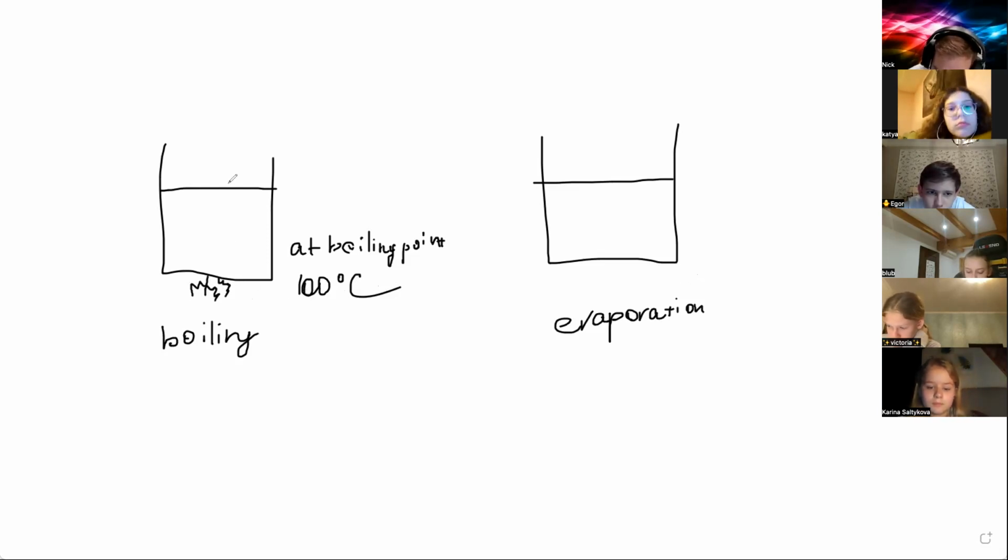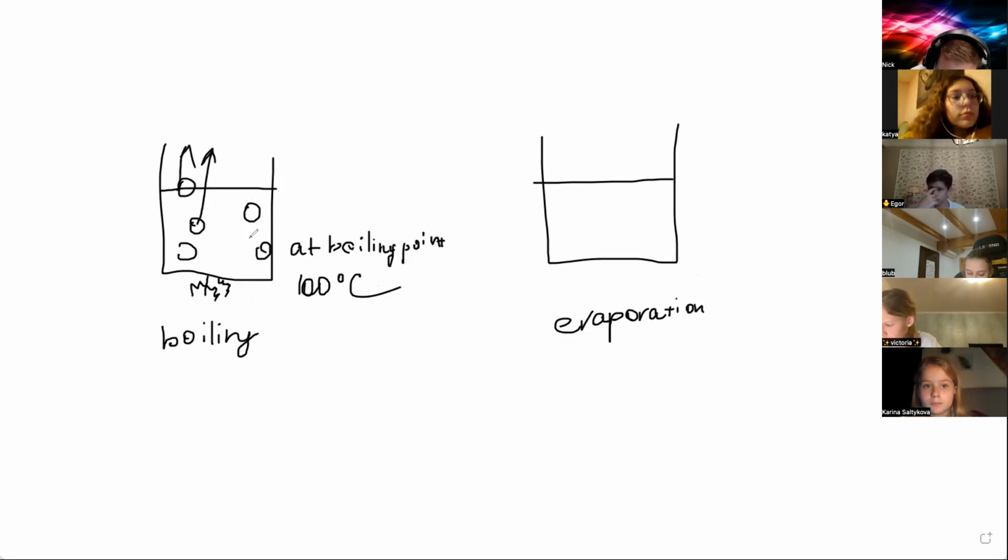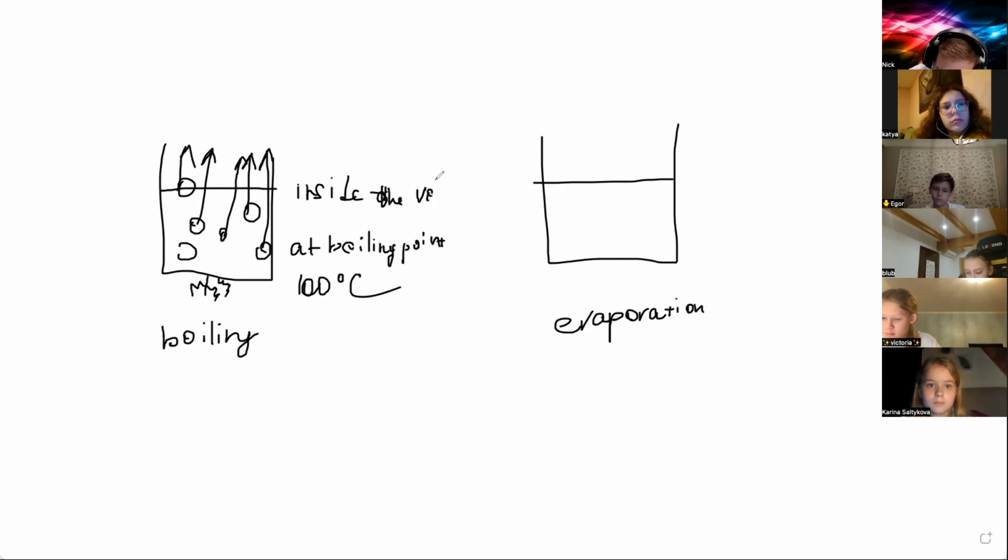And when we heat it up, it happens in all of the volume, all over. That's why we see bubbles on top, because gas from the inside goes to the outside. That's what is called boiling. All inside the volume, and it happens at a certain temperature. And it is very fast.